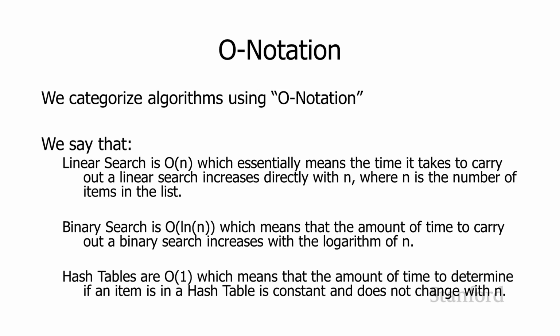Using O notation, we would say that linear search is O of n, which essentially means that the time it takes to carry out a linear search increases directly with n, where n is the number of items in the list. Binary search is O of log n, which means that the amount of time to carry out a binary search increases with the logarithm of n. And hash tables are O of 1, which means the amount of time to determine if an item is in a hash table is constant and does not change with n.